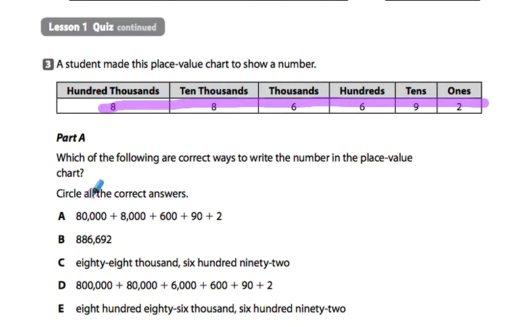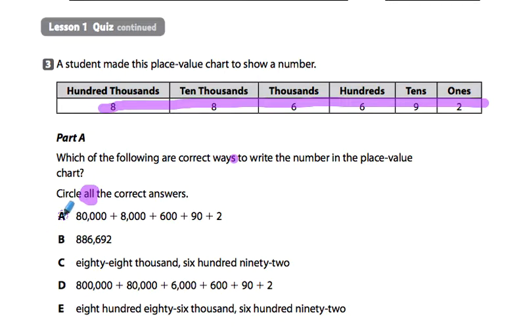And if you notice, it says all the correct ways. What does that mean? It means there's more than one way, right? Which of the following are the correct ways? There's an S at the end there. That means multiple, plural. What are the correct ways to write the number in the place value chart?